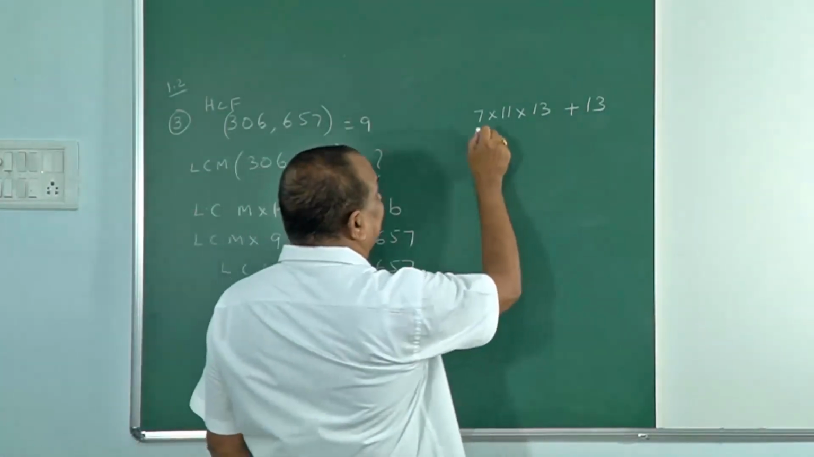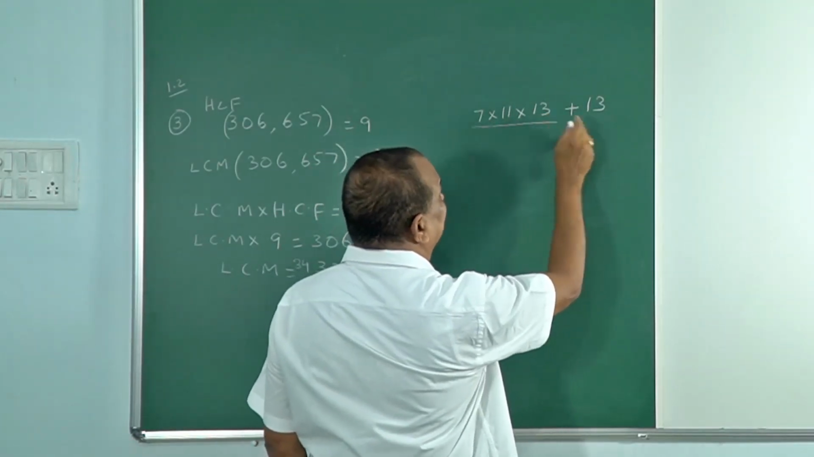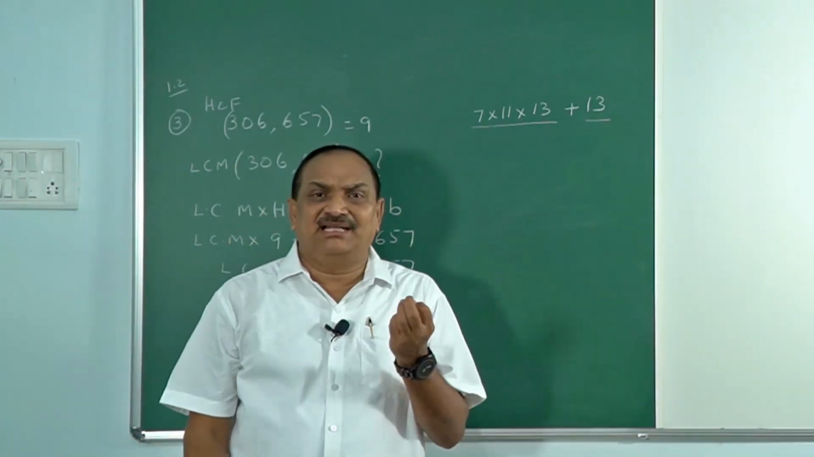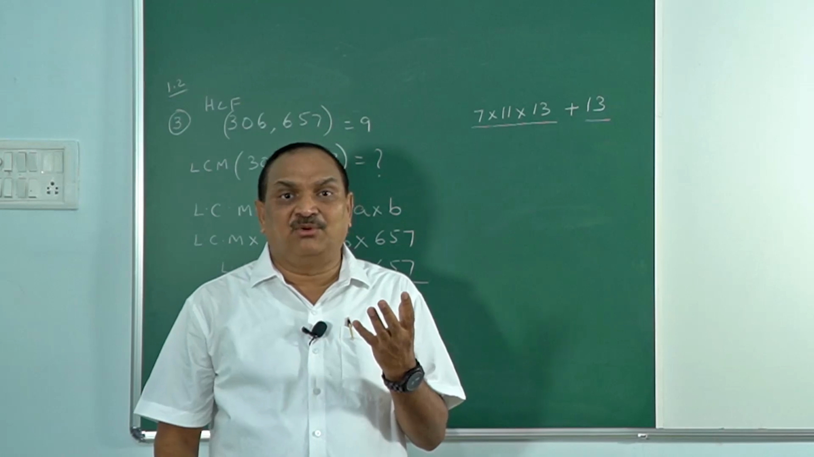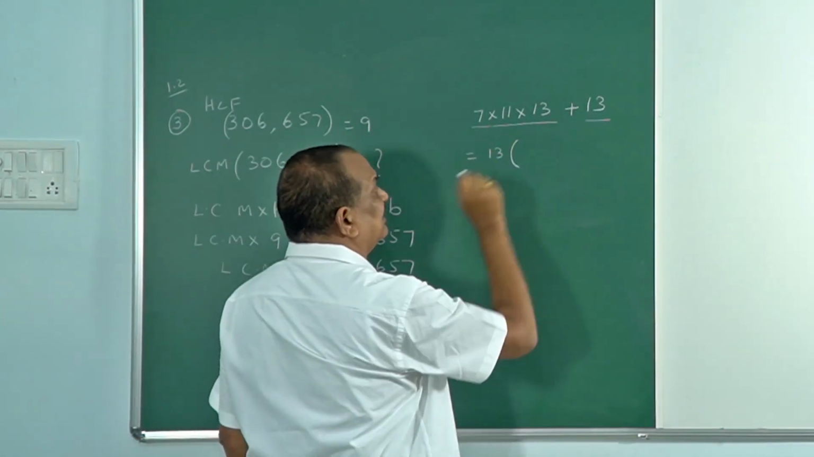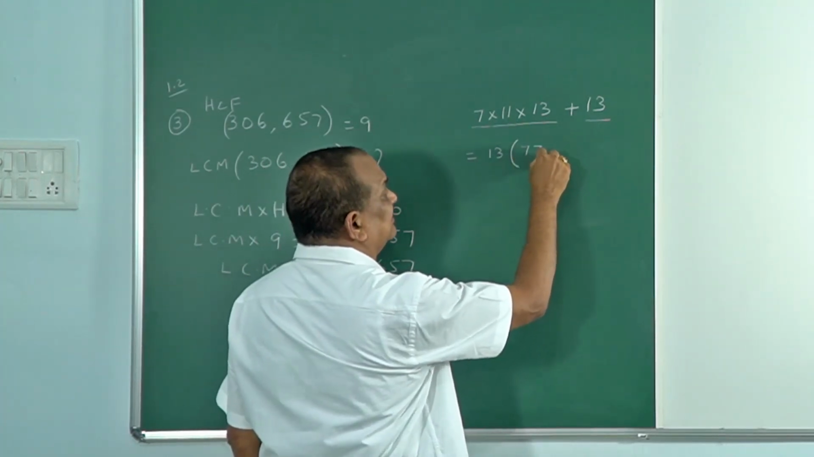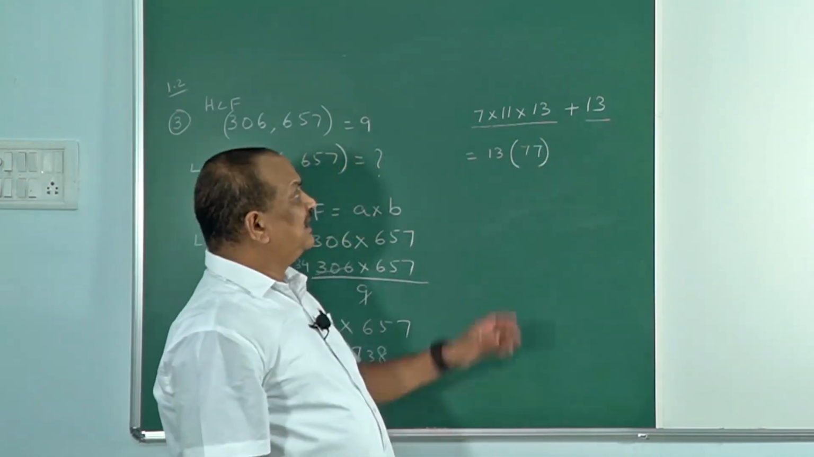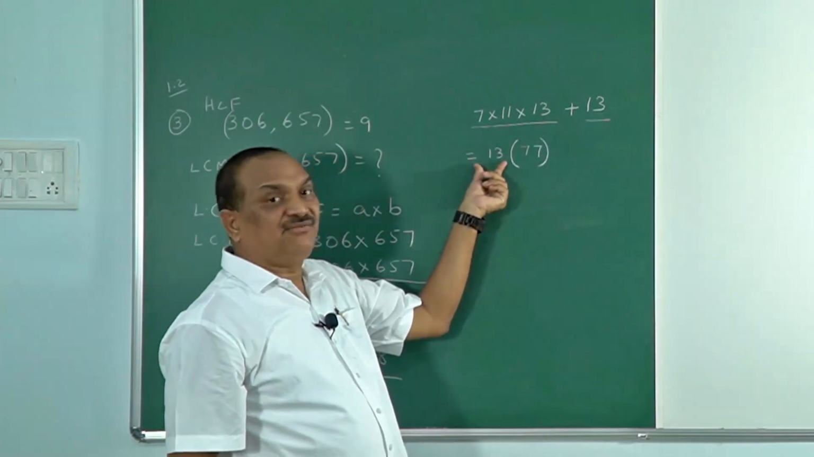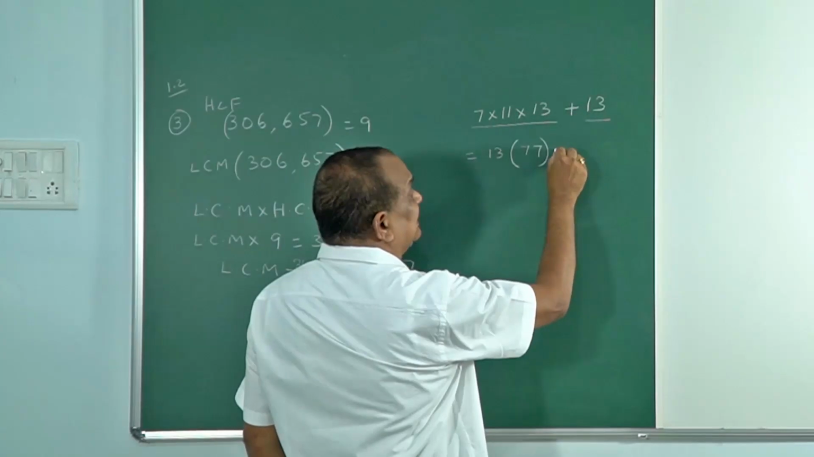So I do one thing. There are two terms here. This is one term. As long as you have factors, there is only one term. This is another term. Okay, when there are two terms, they have something in common, because I am finding 13 at both the places. So if I take 13 as a common factor, I am left with 7 times 11 is 77. I repeat, 13 is found here and here as well. 13 is taken as a common factor. 7 times 11 is 77. And this one is 13 times 1.